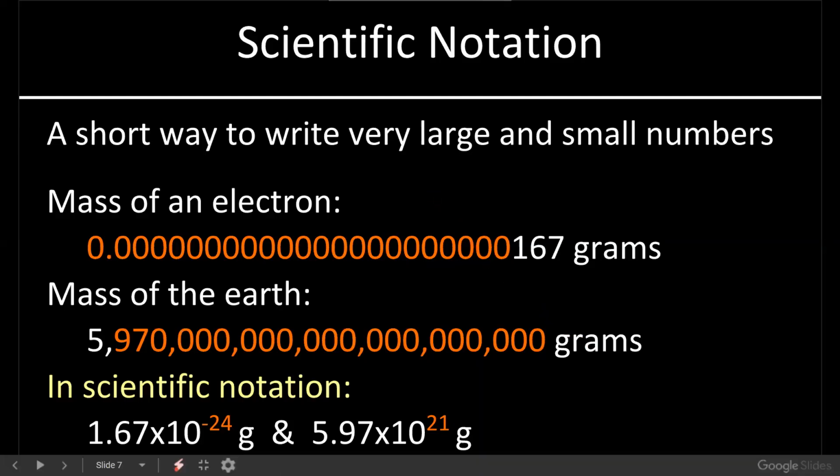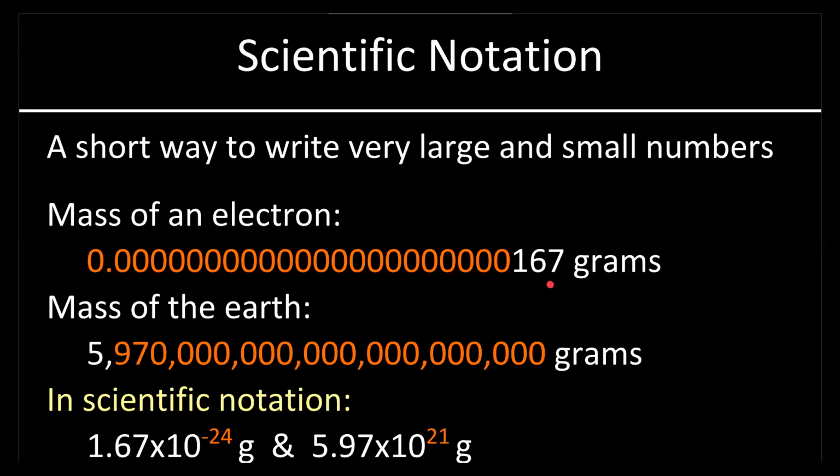Okay, so here's a couple of reasons why we use scientific notation. Every field will use scientific notation at some point. Biology, chemistry, physics, they all use it because science tends to work with sometimes really, really large numbers and very, very small numbers as well. A couple examples here are the mass of an electron. The mass of an electron is really, really tiny. It has 24 zeros basically after the decimal point.